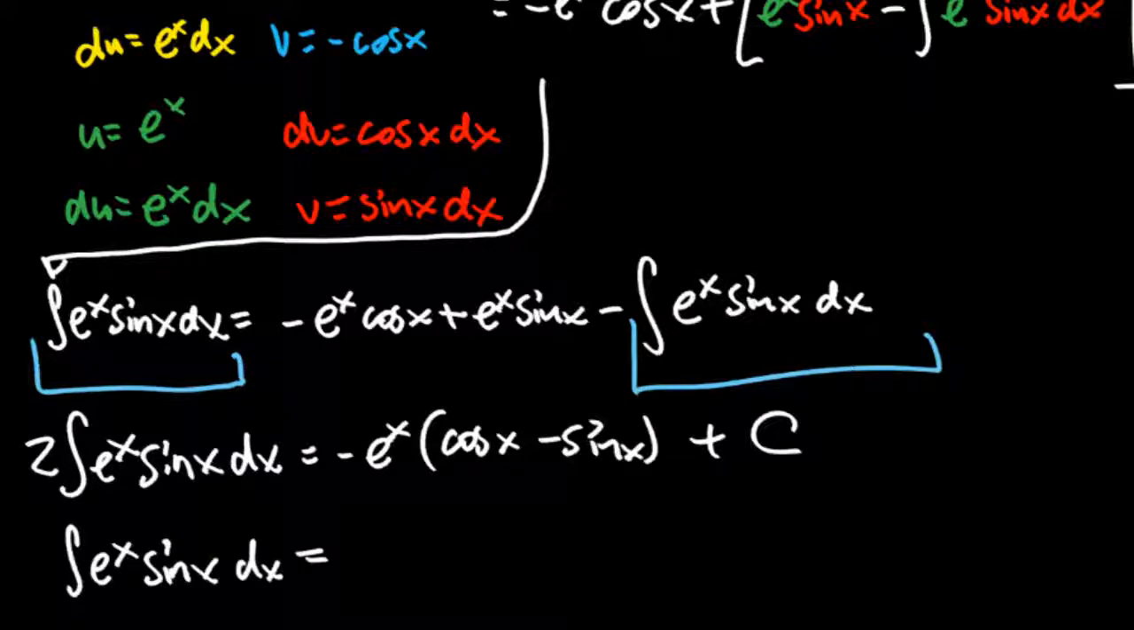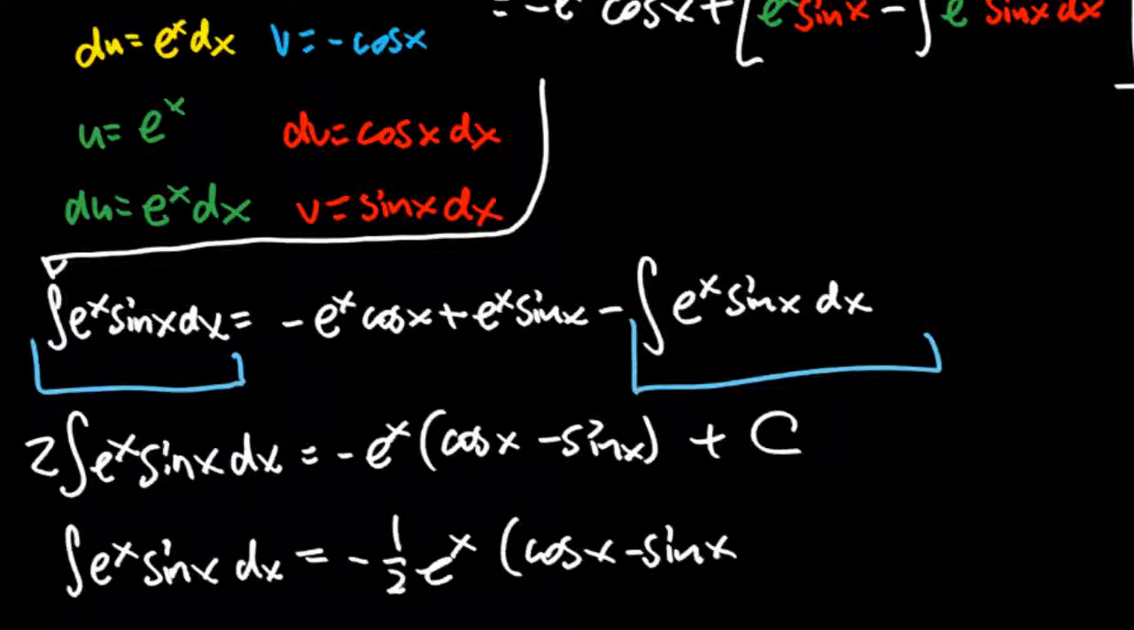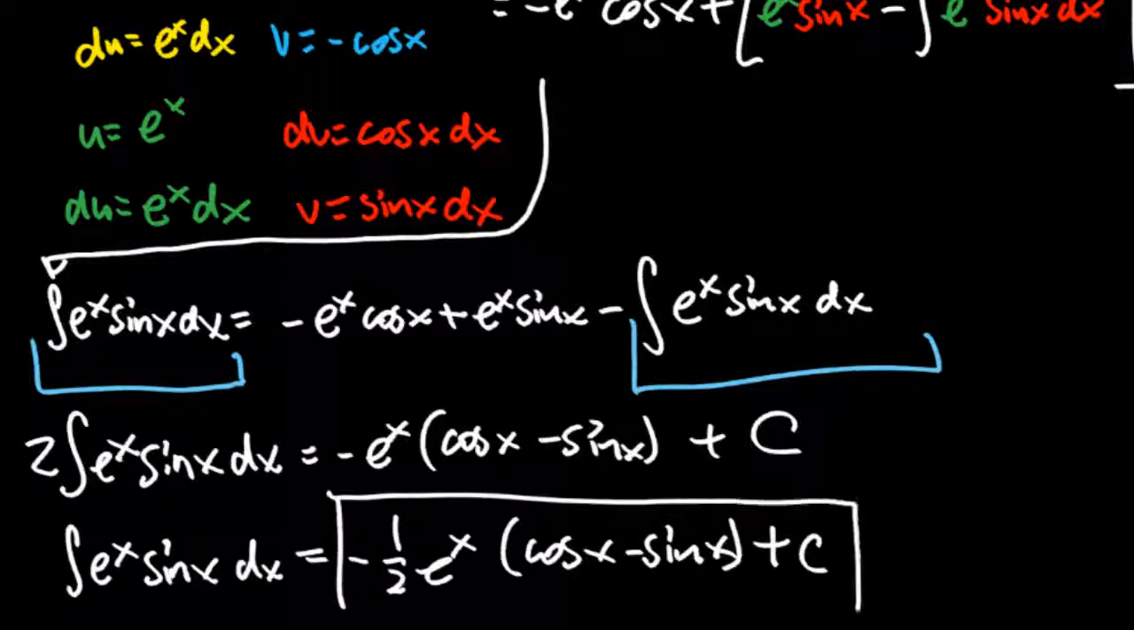If we just divide 2 from both sides, what we end up with is negative 1/2 e to the x times cosine of x minus sine of x plus c, and that is our integral. So notice that essentially what I did was I did integration by parts twice, got the original thing that we had, and then just added to the other side, divided by 2, then that's what we have as our antiderivative.